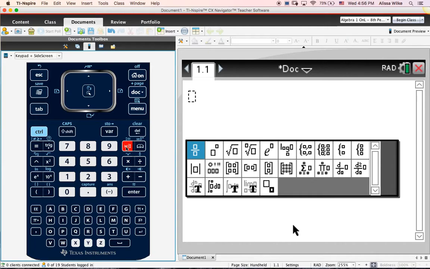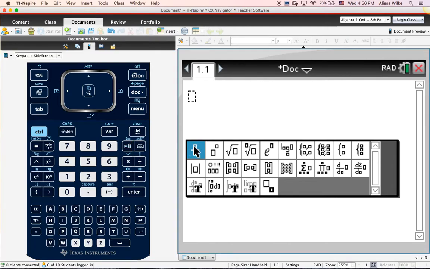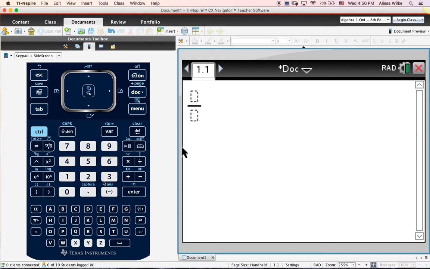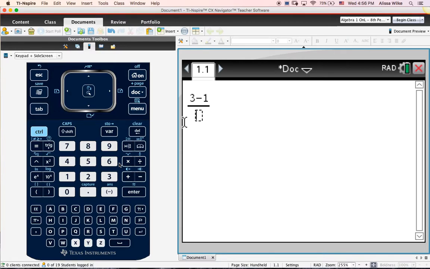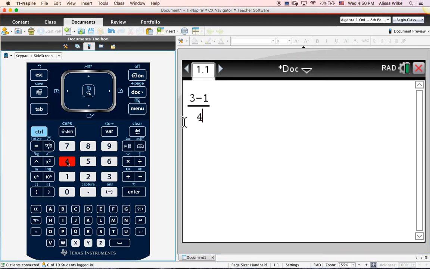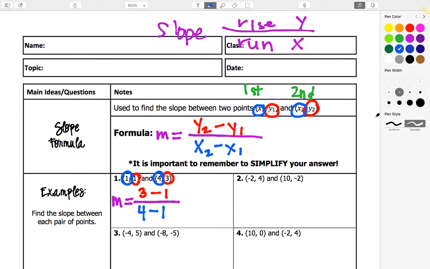Here's the button that we press to get our vertical fraction. So I'm going to go ahead and click on that. And then I'm going to say 3 minus 1 as my numerator, and my denominator is going to be 4 minus 1. When I hit enter, it will already reduce the fraction for me if it needs to be reduced, and also tell me if it's a positive slope or a negative slope. So in this case, 2 over 3, that's our slope and it's positive. So my answer to this problem is going to be 2 over 3, just like my calculator said.